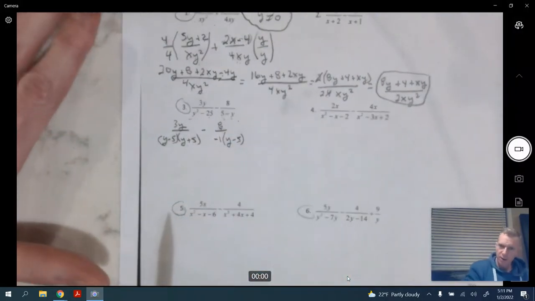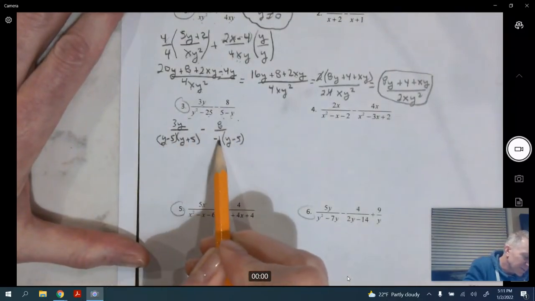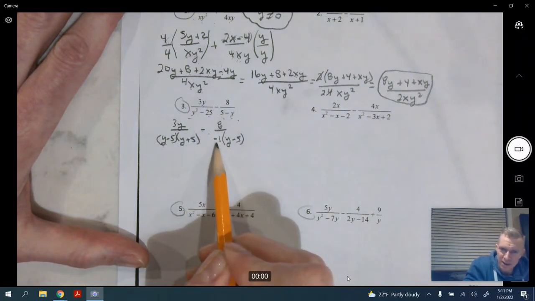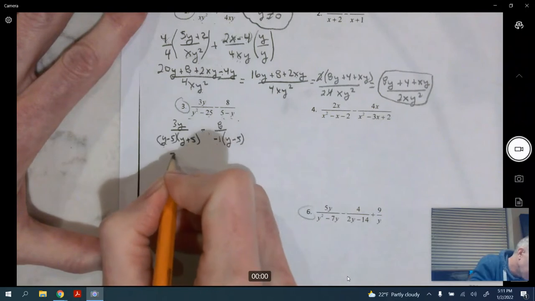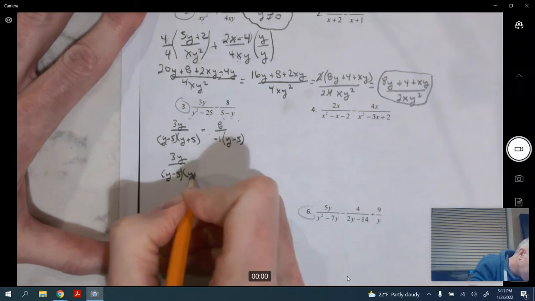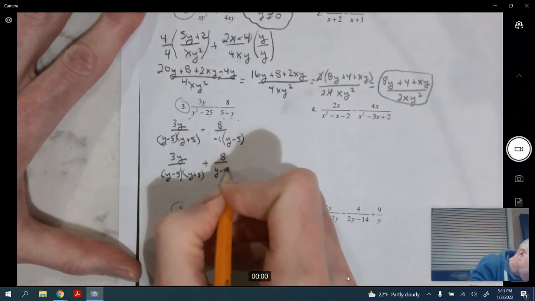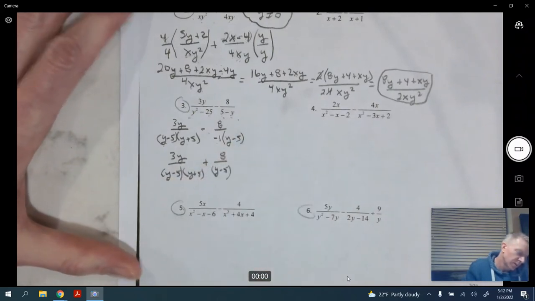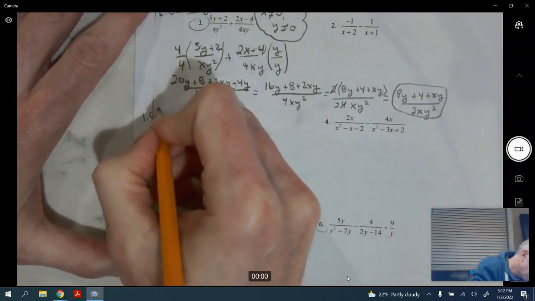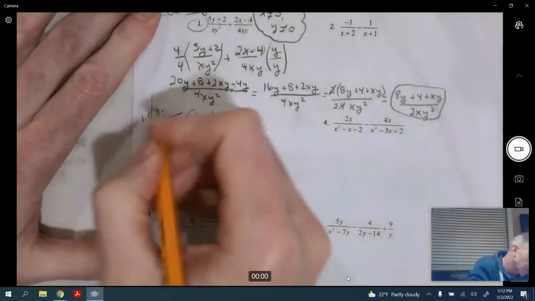That helps because now you've got a common factor of y minus 5. And this minus 1 can come out in front of the fraction, and the minus and the second minus, a negative, will become a positive. So we get 3y over y minus 5, y plus 5, and we get plus 8 over y minus 5. Okay. So our least common denominator, if you want to state that, is going to be y minus 5 times y plus 5.